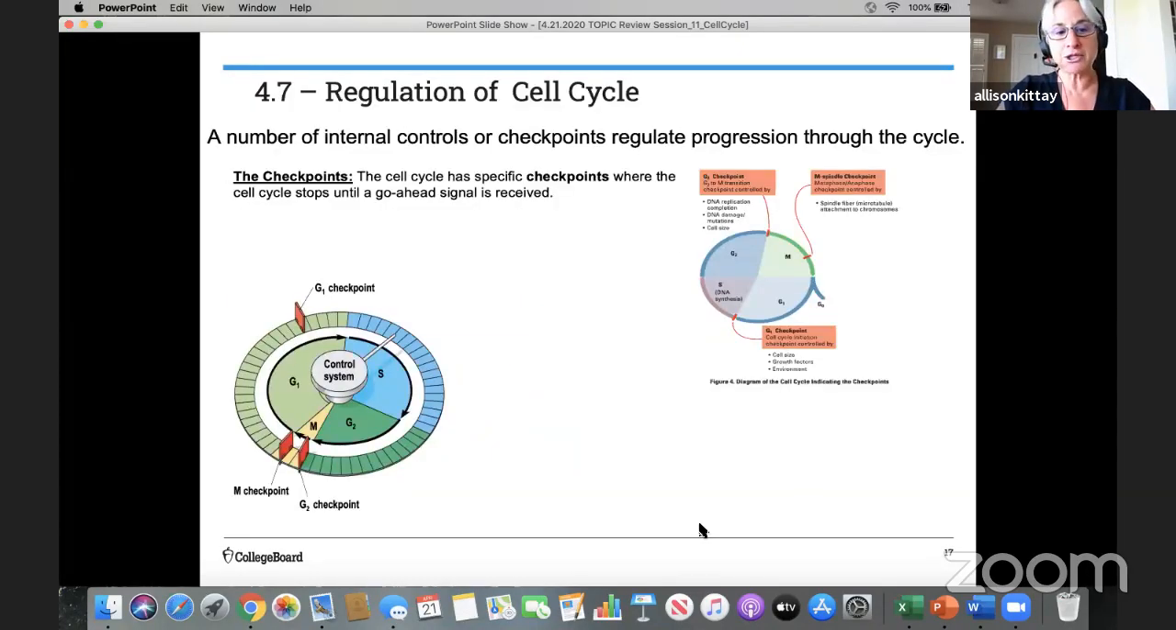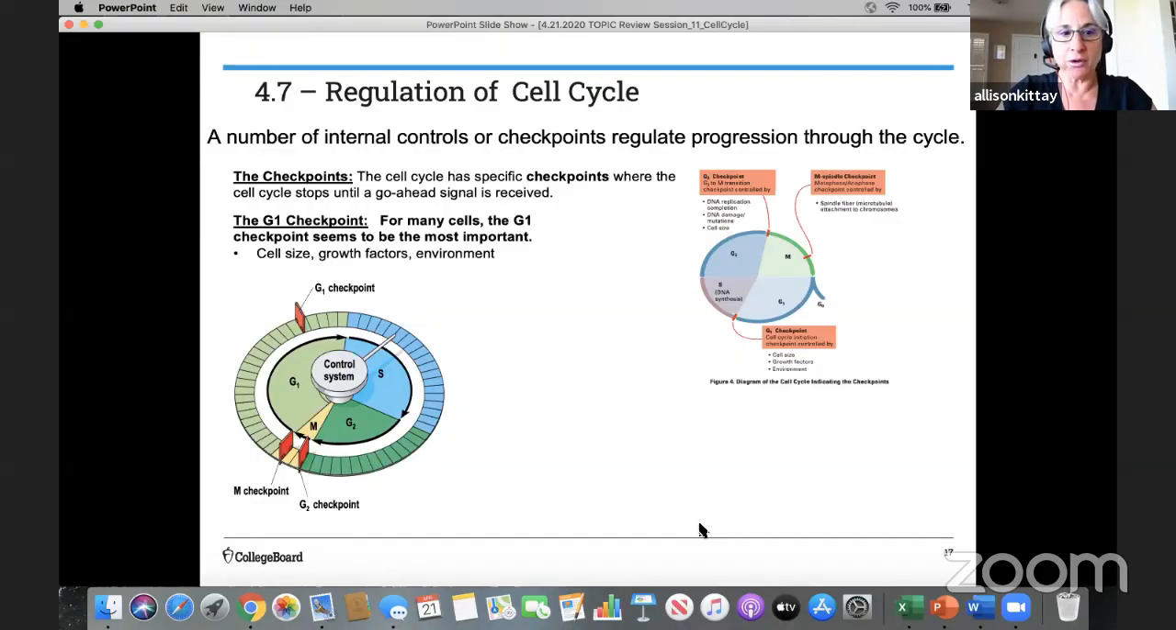All right, so let's talk about checkpoints. Okay, so you can see in my first image that there are 3 checkpoints. They're kind of these red blockades that you see popping up. So they are called the G1, the G2, and the M checkpoint.